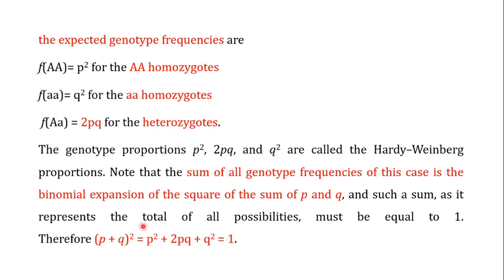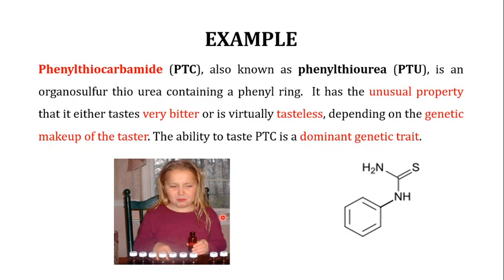Now let me clarify all of this equation by using an example. There is a particular chemical known as phenylthiocarbamide, which is also known as phenylthiourea. That is an organosulfur thiourea containing a phenyl ring. Now this is the structure of PTC, or phenylthiocarbamide. This PTC has an unusual property: it either tastes very bitter or it is virtually tasteless, depending upon the genetic makeup of the taster.